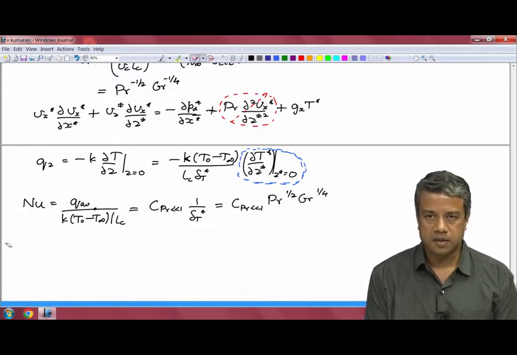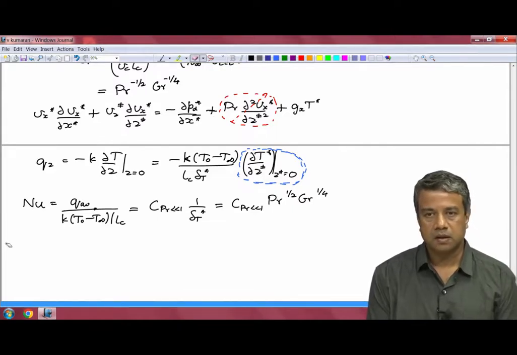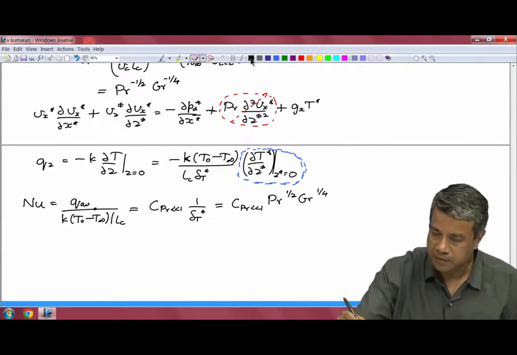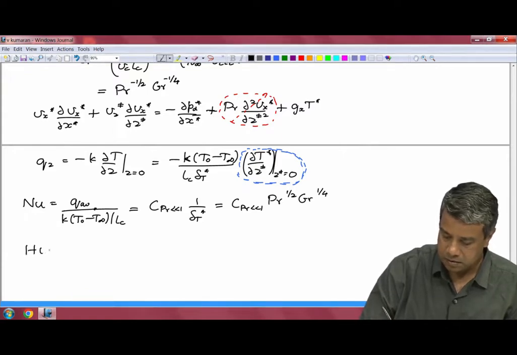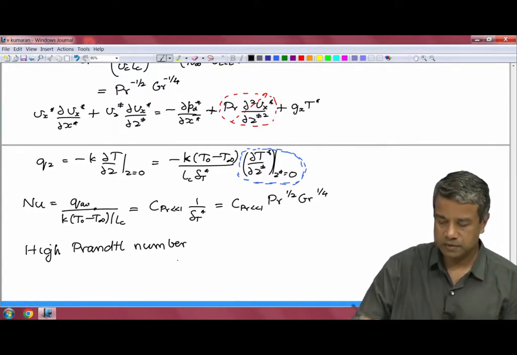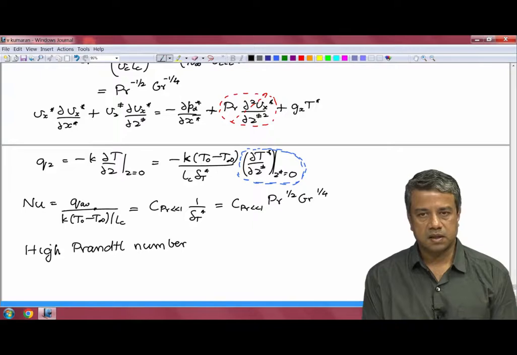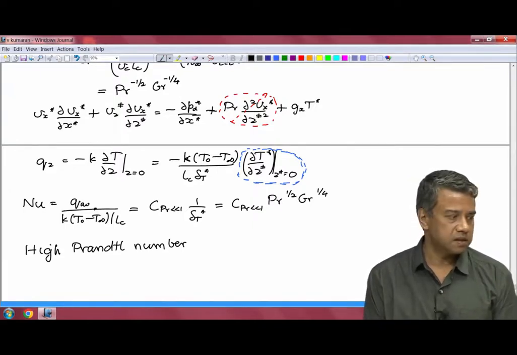What happens in the opposite situation, where the momentum boundary layer thickness is much larger than the thermal boundary layer thickness, or in the limit of high Prandtl number? This is the case that I will consider next. I will continue this in the next lecture. I will see you then.